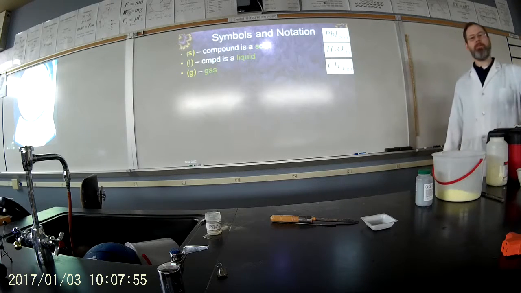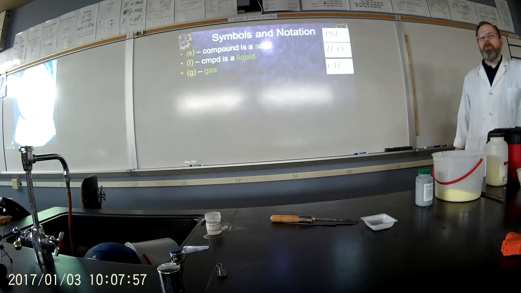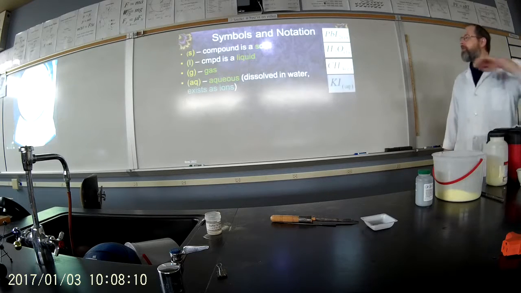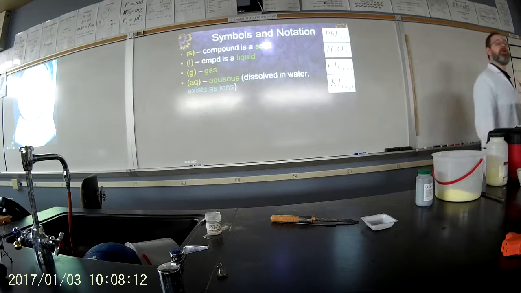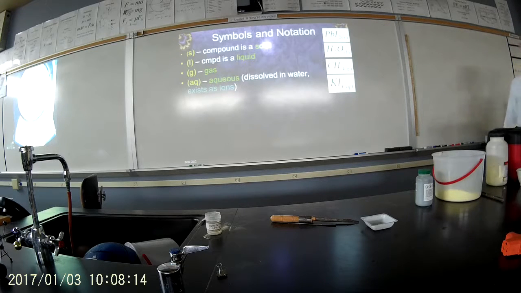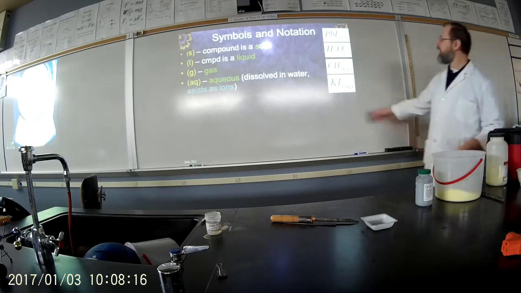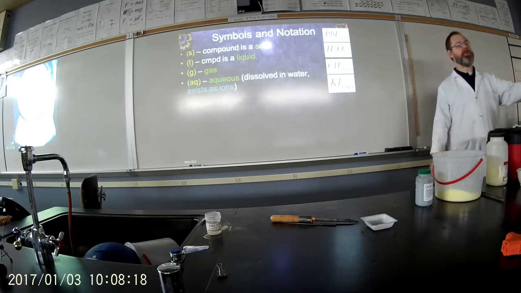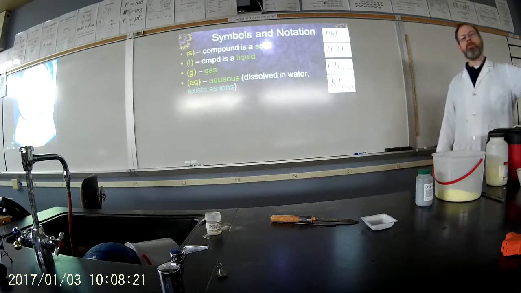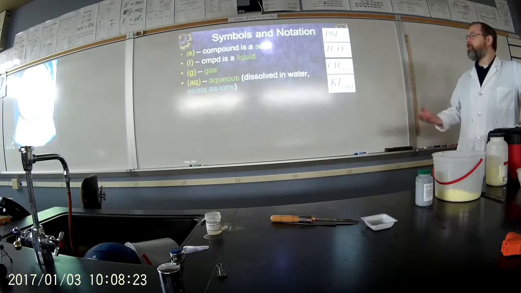And there's one more, which is probably the most common one we're going to use in this class, and that is when something is aqueous. What does aqueous sound like? Aqua. It sounds like what? Water. So if something is dissolved in water and therefore exists as ions, we say it is aqueous, and we write an AQ after it in parentheses. Aqueous means dissolved in water, existing as ions.